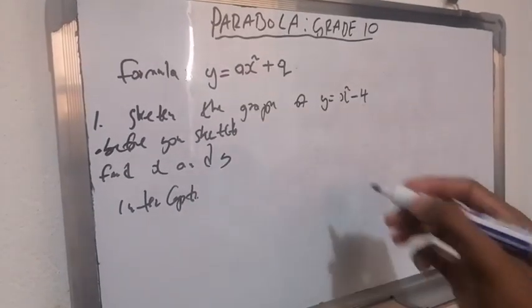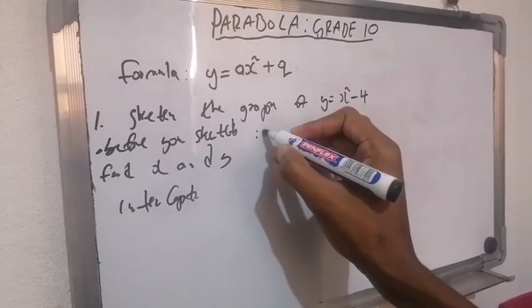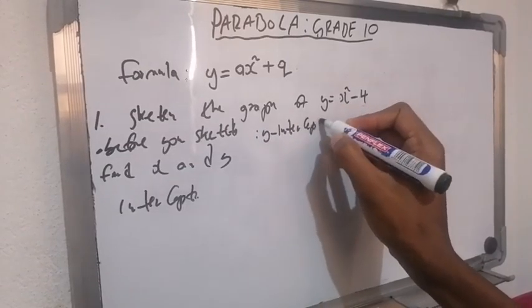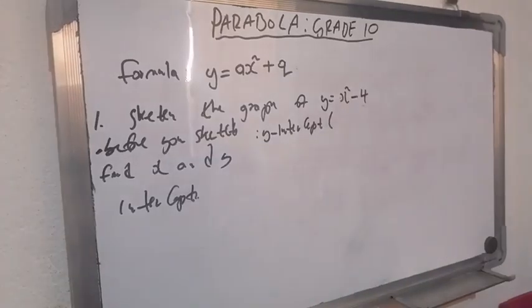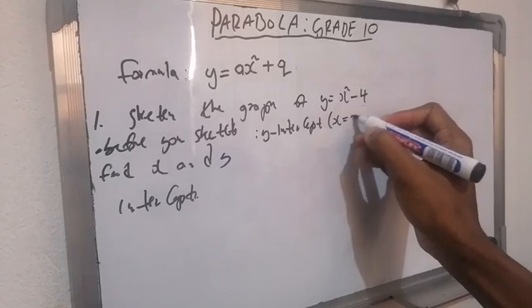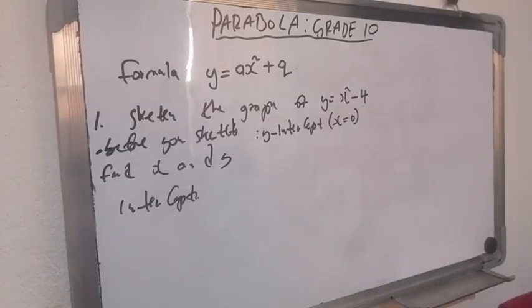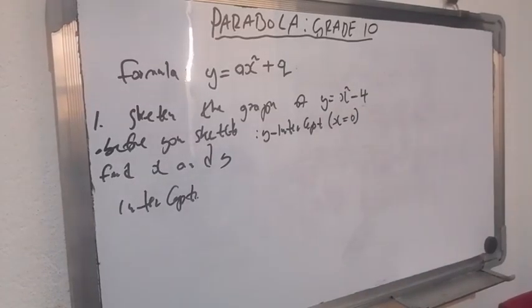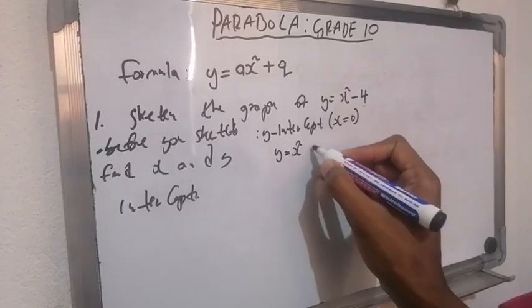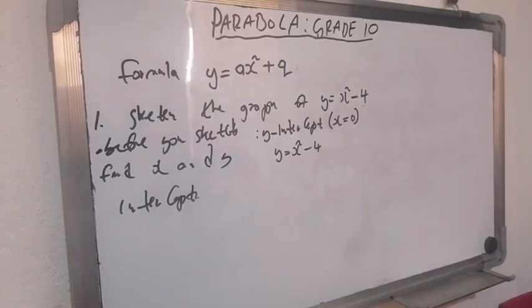Now that means you're going to start by saying y-intercept. When we find the y-intercept, remember, any point on the y, your x will be 0. That's what I want you guys to pay close attention to. Any point on the y, x is 0. Right? So having this formula, y will be equal to x squared minus 4.